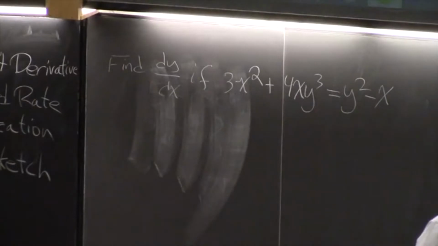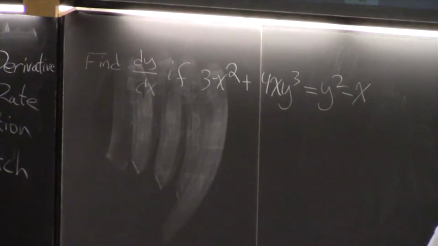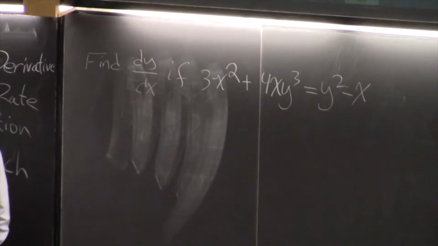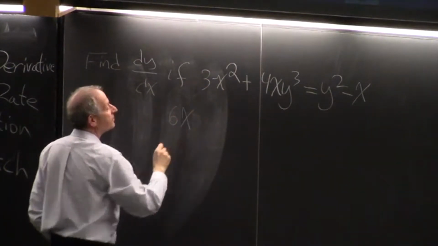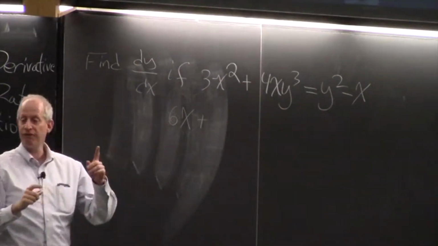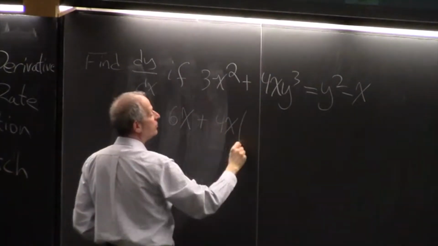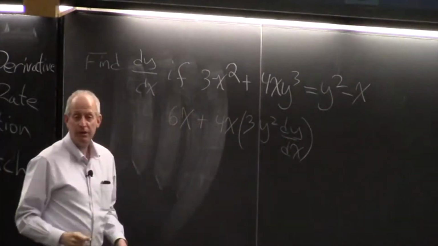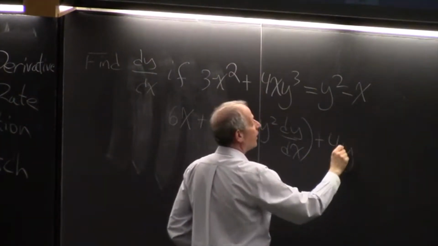Okay, there's a problem. All right, let's do this one. All right, we love these that involve the product rule because you guys all forget about the product rule. So let's do this. Derivative of 3x squared is 6x. The derivative of 4xy cubed, you use the product rule. You have two functions. You have 4x and you have y cubed. So it's 4x times the derivative of y cubed, which is 3y squared dy dx, plus derivative of 4x, which is 4y cubed.